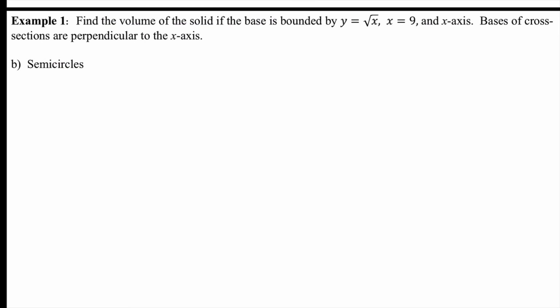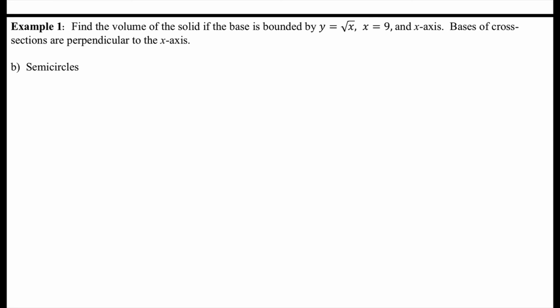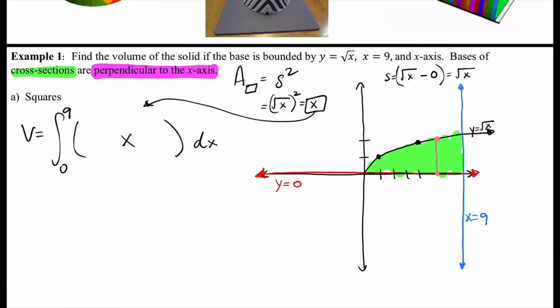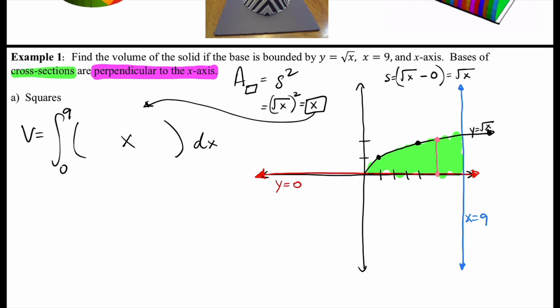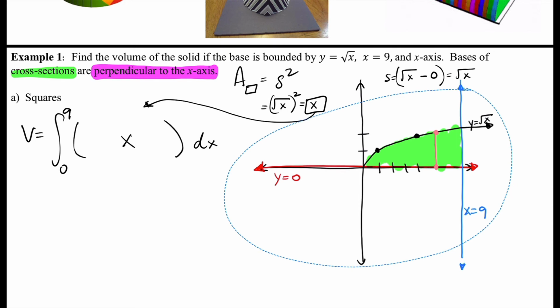Same example. Now we got semicircles. Okay. So it's the same graph. Now instead of squares, we have semicircles.